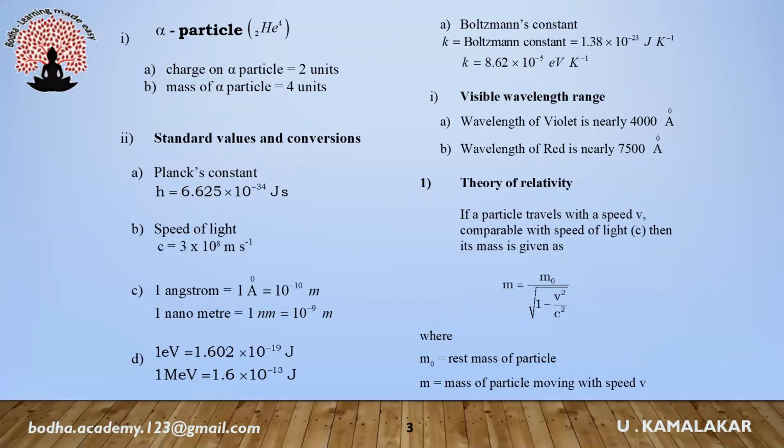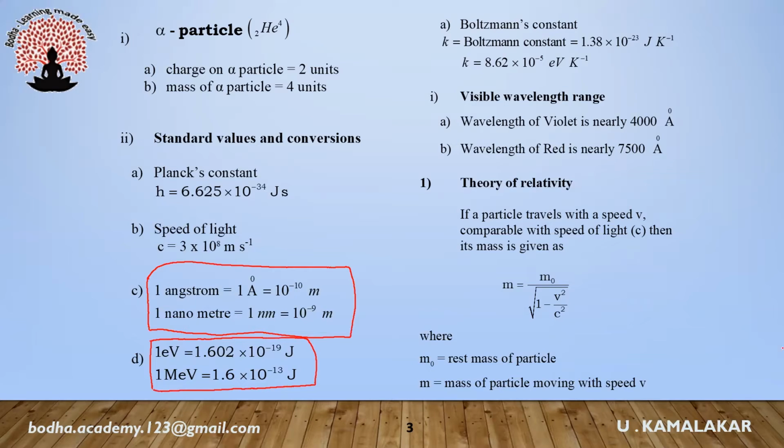The value of Planck's constant is 6.6 × 10^-34 joule second. The speed of light value is 3 × 10^8 meter per second. 1 angstrom is equal to 10^-10 meter. 1 nanometer is equal to 10^-9 meter. 1 electron volt is equal to 1.6 × 10^-19 joule. 1 million electron volt is 1.6 × 10^-13 joules.